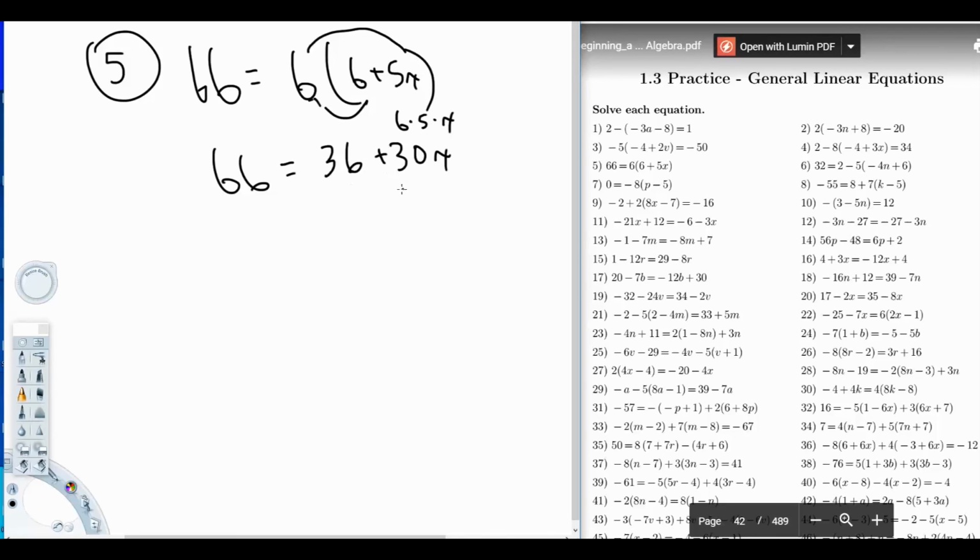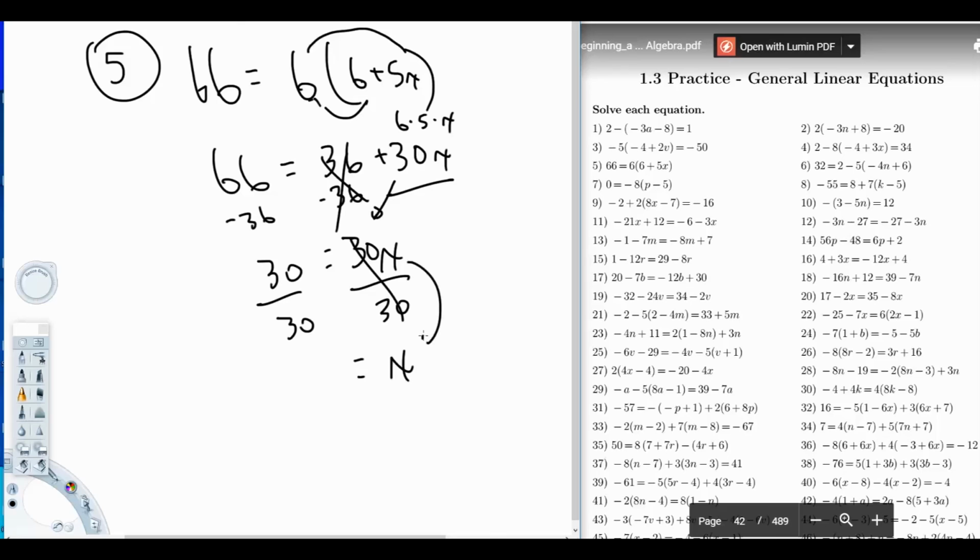Familiar problem. The x stays on this side, so we've got to get rid of this 36. And we subtract both sides by 36. And we're left with 30x. This cancels out. And we have 30 here, right? 66 minus 36 equals 30. 30x divided by 30, and 30 divided by 30 gives us x here, right? And a 1. x equals 1.